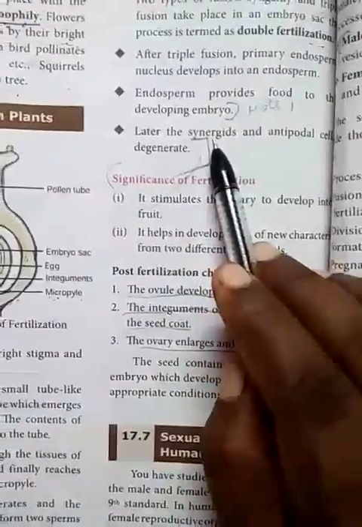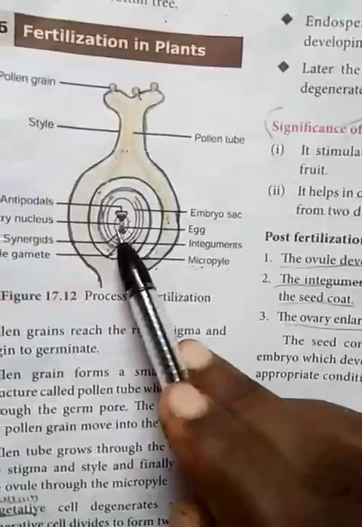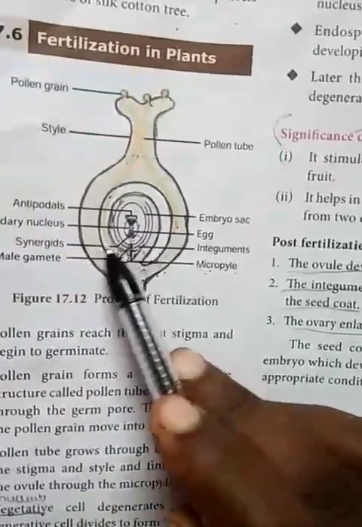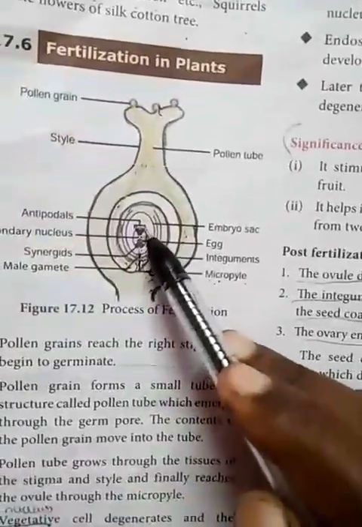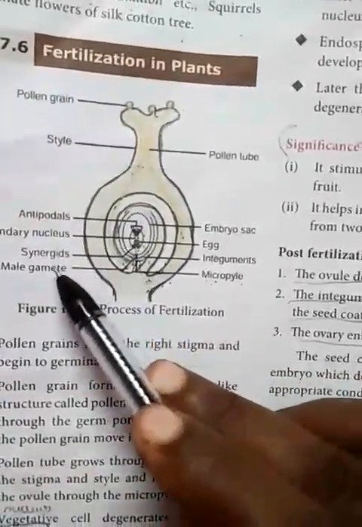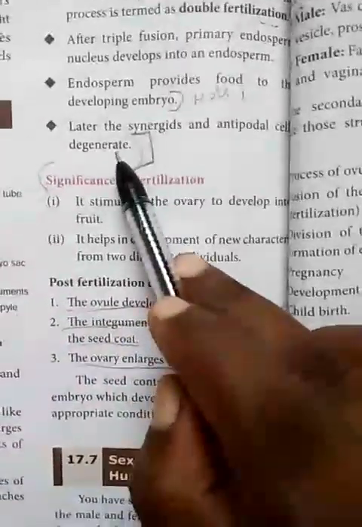Later, as we have studied, near the egg there are two more cells present. They are called the synergids. And towards the chalazal end, we have three cells present. They are called the antipodal cells. So these synergids and antipodal cells will degenerate.